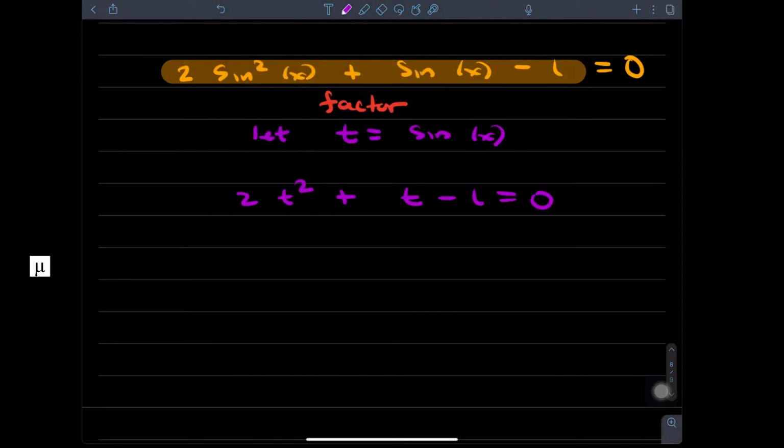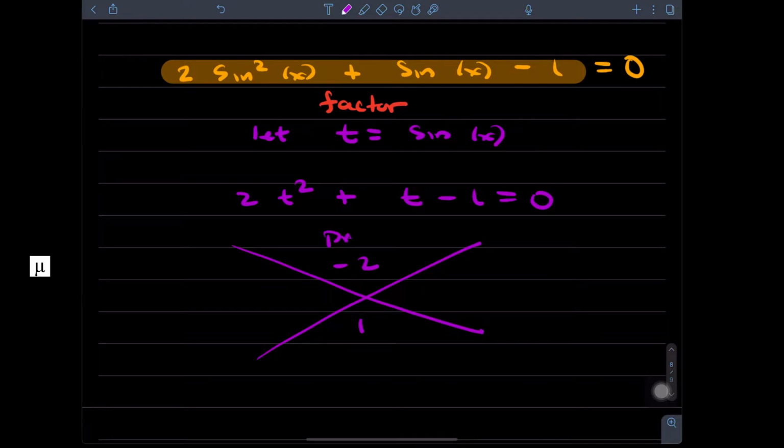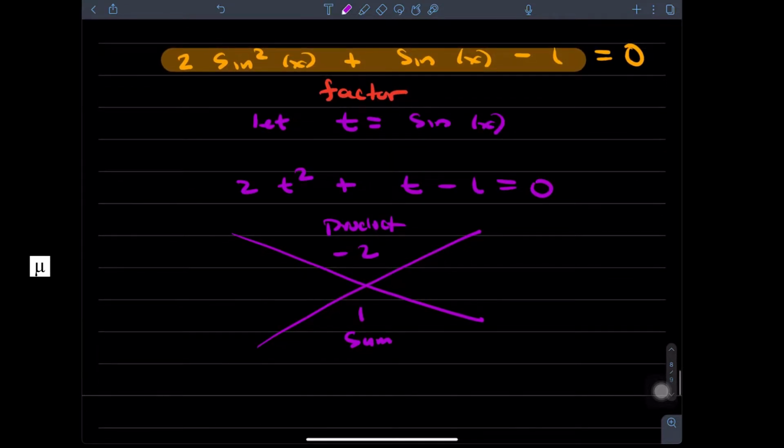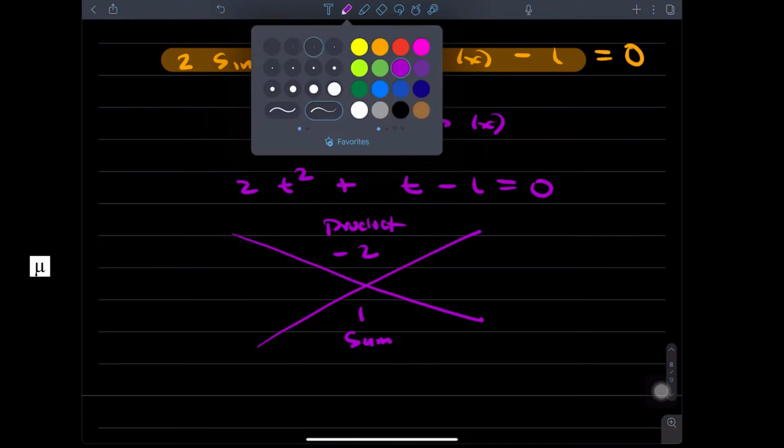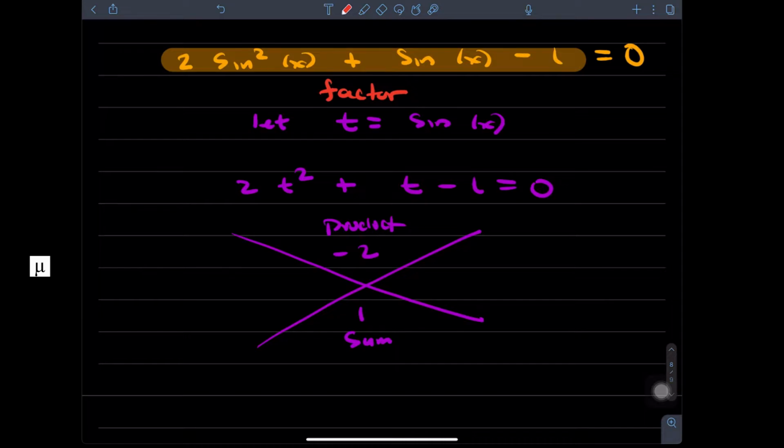So how do you factor? Negative 2, 1. Okay, this is the product. Do you guys remember this here? Anybody remember the crisscross method? So give me two numbers whose product is negative 2, but when added is positive 1. You guys can do this. What is it? The product has to be negative 2. The sum has to be what? 1. What are those numbers? Anybody know?